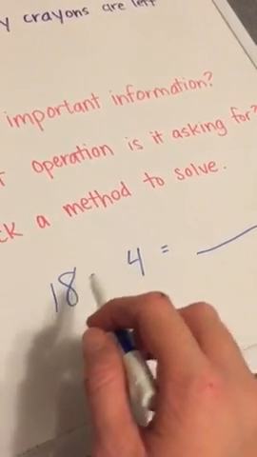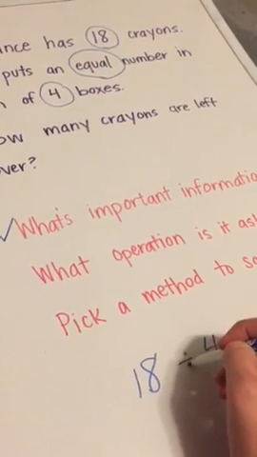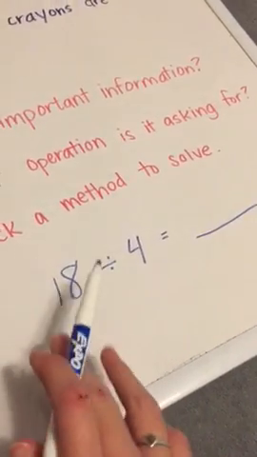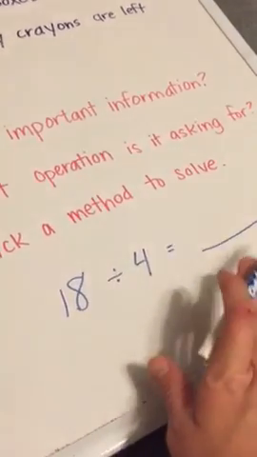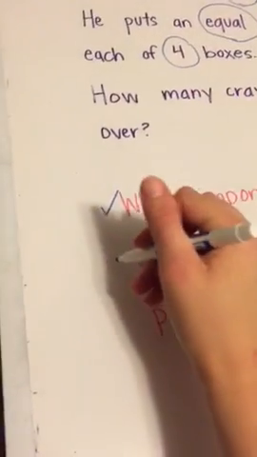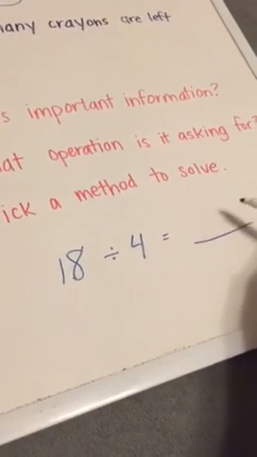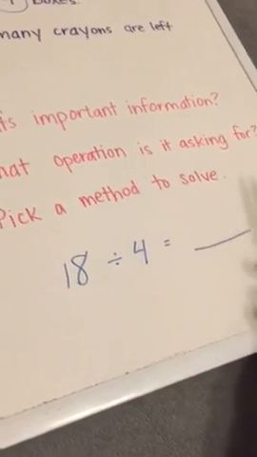Okay, well, like I said, because I know I'm starting with a big number, I'm going to use division. Okay, that's my big hint. I'm starting with a big number, a big group, and I'm trying to make it into smaller groups. Okay, so now at least I know what operation I want to do. Check. Pick a method to solve. Okay, so I've got to find the answer. I've got to solve it and pick a method.